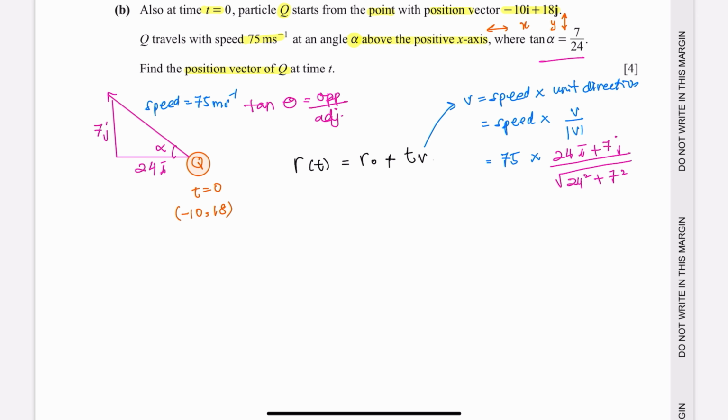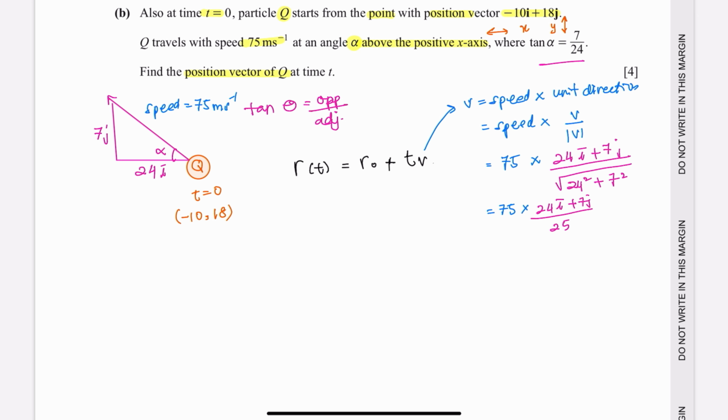Now, this one will give me 25. Simplify this, 75, 24 and 25, that will give me 72i plus 21j. Now we have our v, we can substitute v here. RT will be R0, where it starts, that's just going to be negative 10i plus 18j plus t times the velocity of 72i plus 21j.